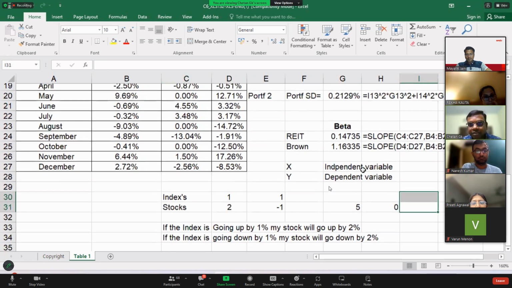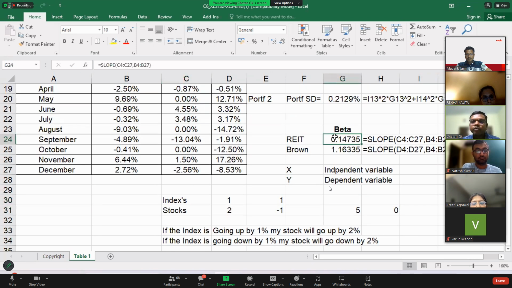Now let us discuss REIT. Can you tell me the beta of REIT is 1.14, right? Can you now interpret the REIT beta? If the index goes up by 1%, then the REIT will go up by 0.14%. Yes, you have now interpreted.